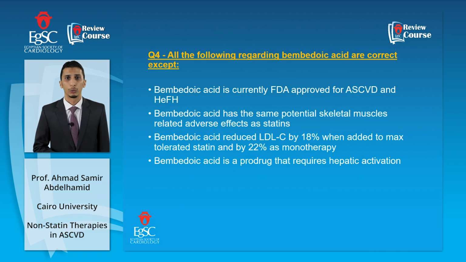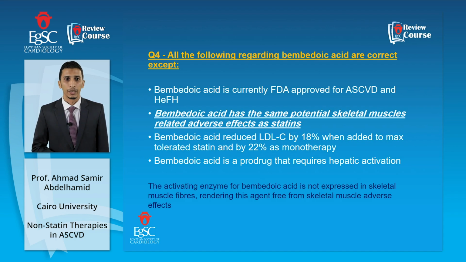Question 4. All the following regarding bempedoic acid are correct except that it is currently FDA approved for atherosclerotic cardiovascular disease and familial hypercholesterolemia. Bempedoic acid has the same potential skeletal muscle-related adverse effects as statins. Bempedoic acid reduced LDL cholesterol by 18% when added to maximum tolerated statins and by 22% as monotherapy. And bempedoic acid is a prodrug that requires hepatic activation. The correct answer is number 2, because the activating enzyme for bempedoic acid is not expressed in skeletal muscle fibers. Accordingly, this agent is completely free, theoretically, from skeletal muscle adverse effects that are present in statins.